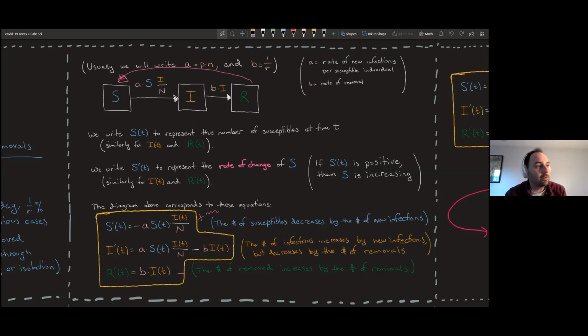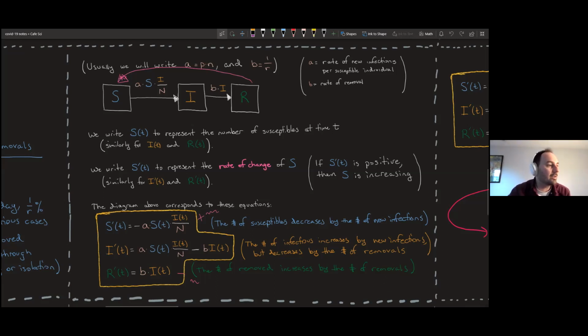So each arrow is one of the terms in the equations. That's the main story here. Each arrow gives you one term, and it's going to be positive if the arrow points into that box, and it's going to be negative if the arrow points out of the box. So again, really intuitive to set up and to think about what shape your model should have.